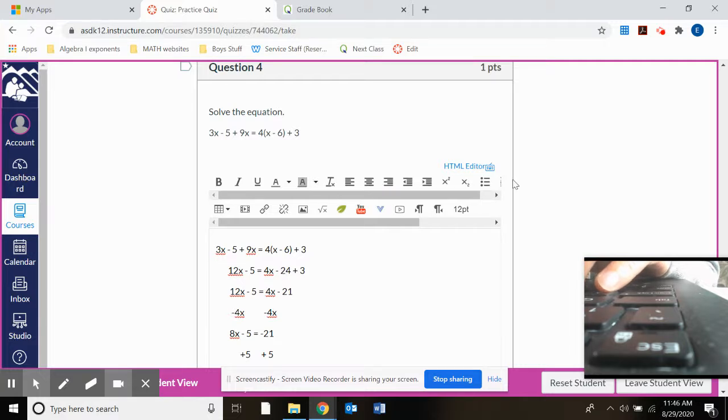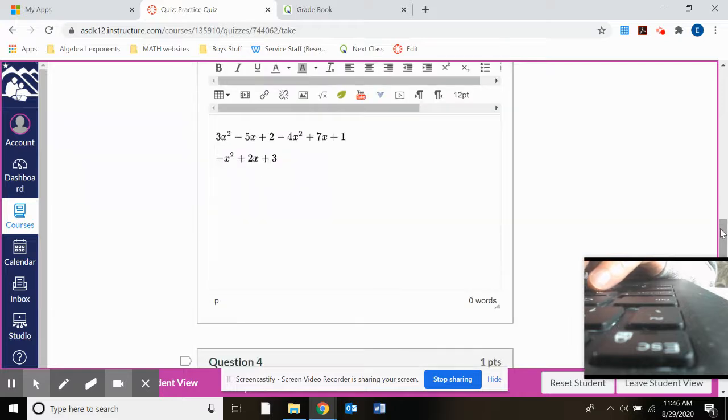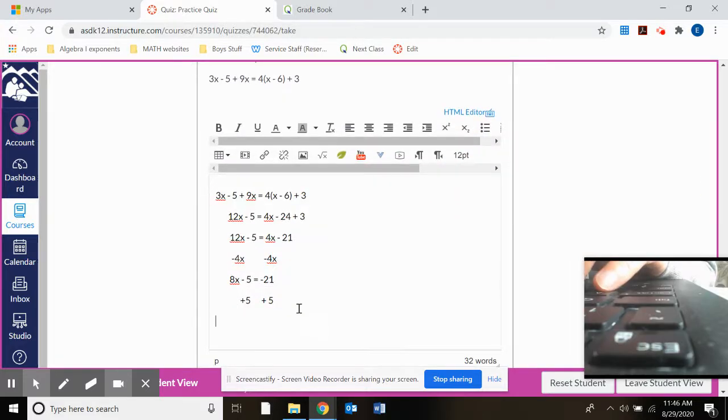Okay. So now I need to scroll down. I can't even see the problem right now. So now we have 8x equals negative 21, or not negative 21, negative 21 plus 5, so negative 16. We can see this one's going to work out evenly.